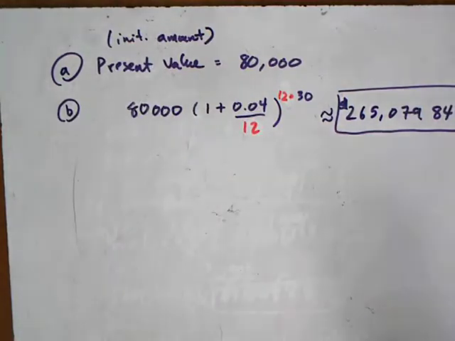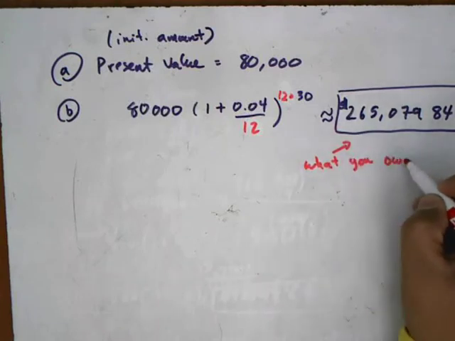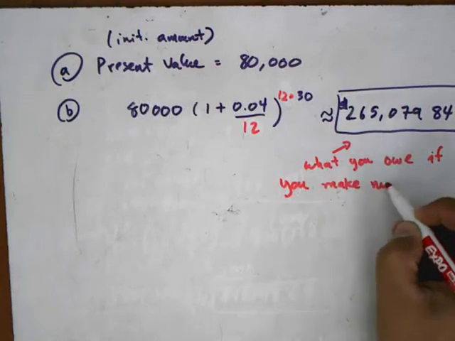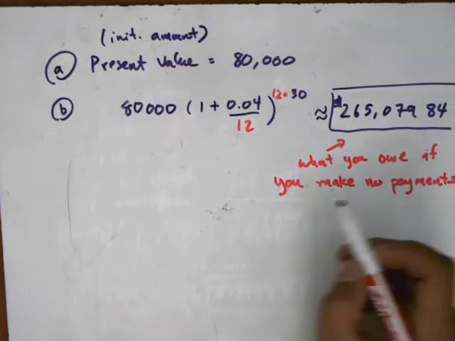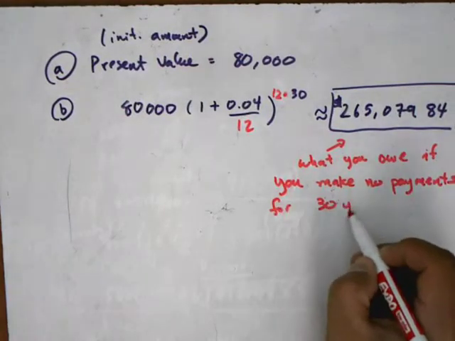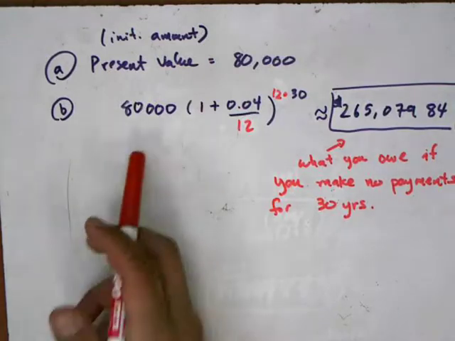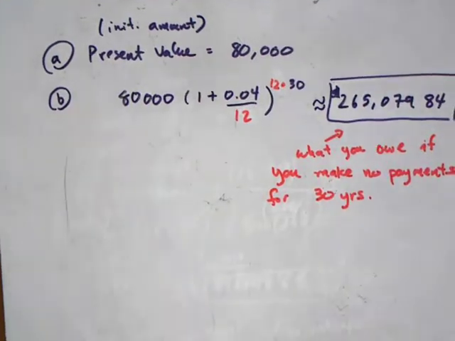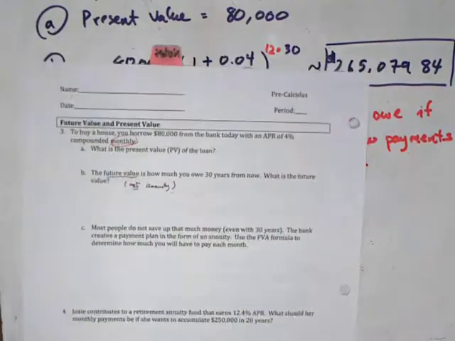And one thing I want to note here, and this is what you owe if you make no payments for 30 years. So if you paid nothing at all on your home on this particular loan for 30 years, this is how much you would owe when it comes time to pay up. In real life, though, no bank is ever going to allow you to do this sort of thing. No good bank anyways. So we'll go through the notes here.